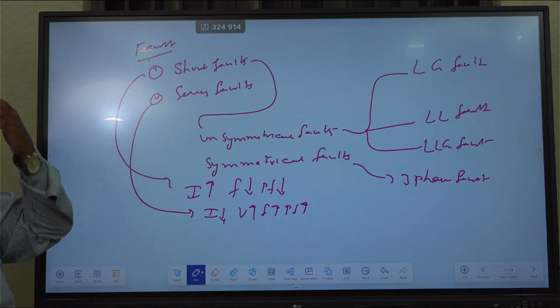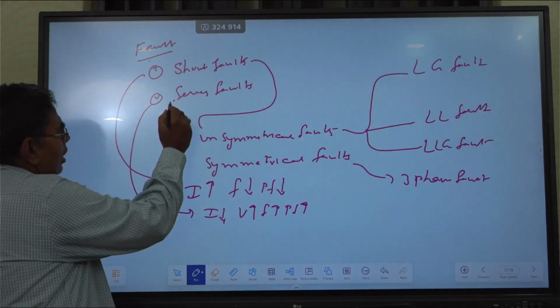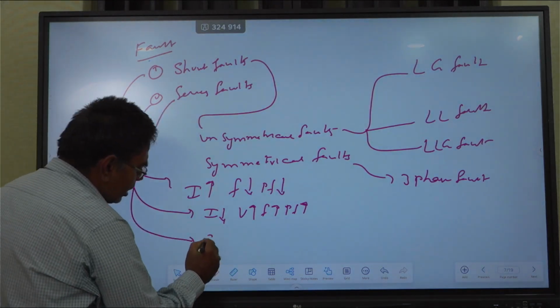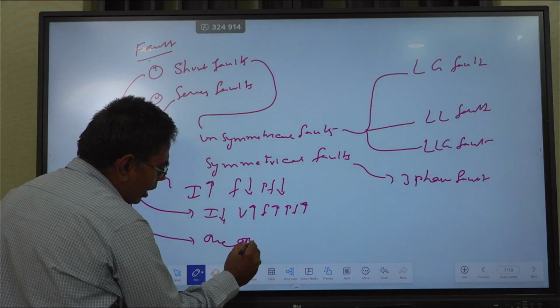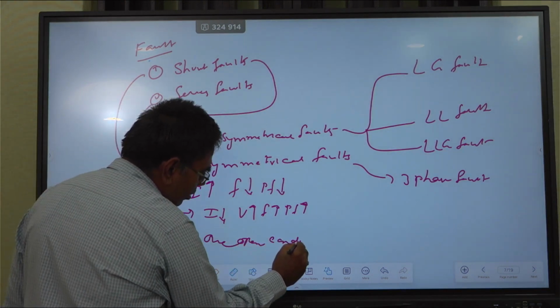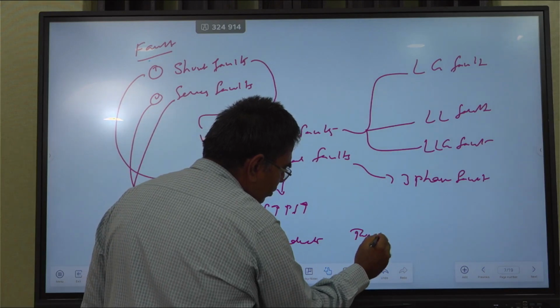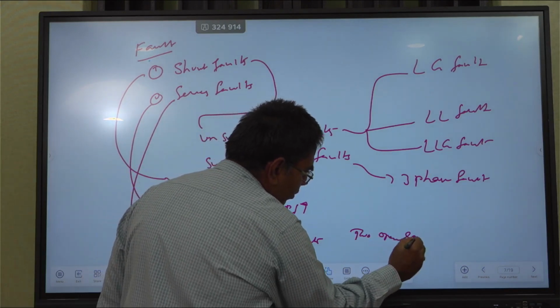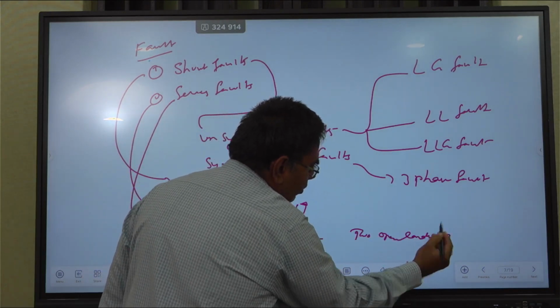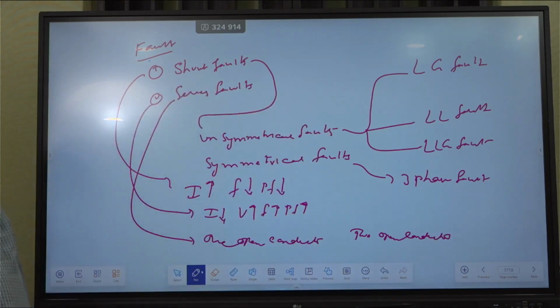Series faults are of two types: one open conductor and two open conductors.